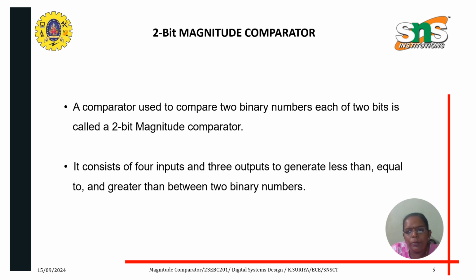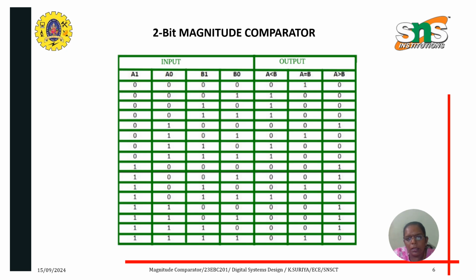Next one is a 2-bit magnitude comparator. A comparator used to compare two binary numbers, each of 2 bits, is called a 2-bit magnitude comparator. It consists of 4 inputs and 3 outputs to generate less than, equal to, and greater than between the two binary numbers. So this is the truth table of a 2-bit magnitude comparator. Since it's a 2-bit magnitude comparator, for A input we have 2 bits A1, A0, and for B input we have 2 bits B1 and B0.